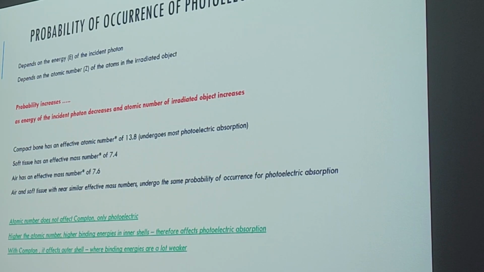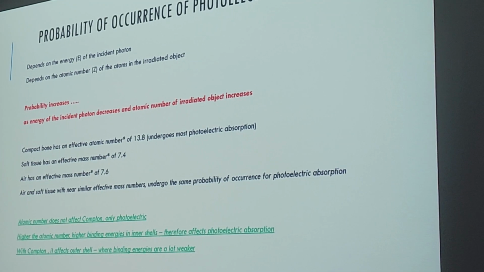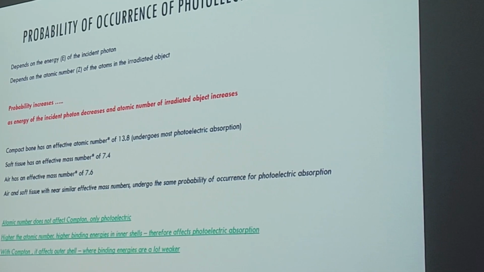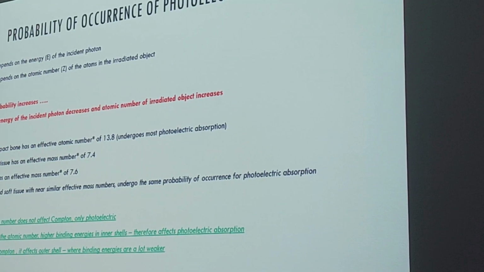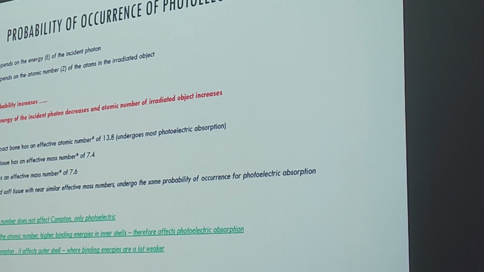So if I asked you which interaction is affected by atomic number, what would be your answer? Photoelectric, because it's dealing with the inner shell electron. The higher the atomic number, the higher the binding energies in the inner shell, therefore it affects photoelectric, because in photoelectric we deal with the inner shell electron.